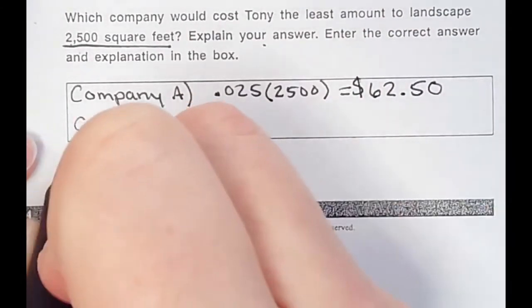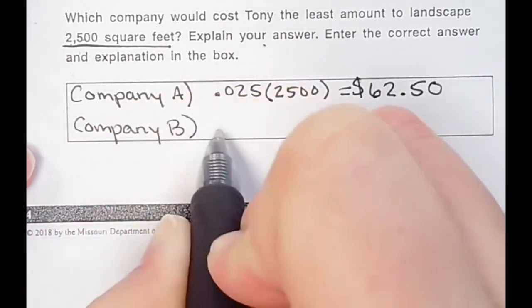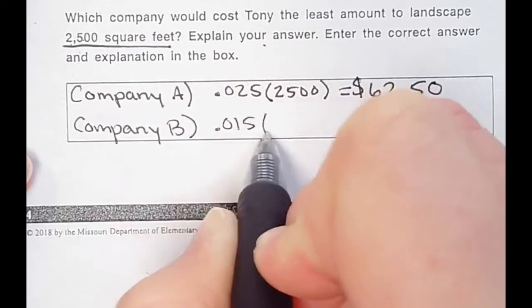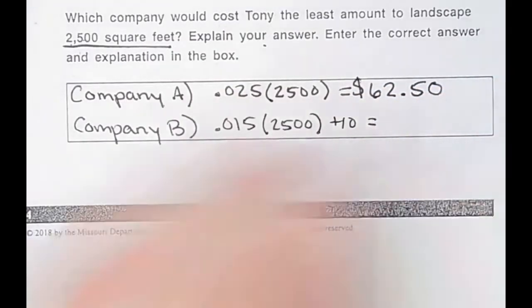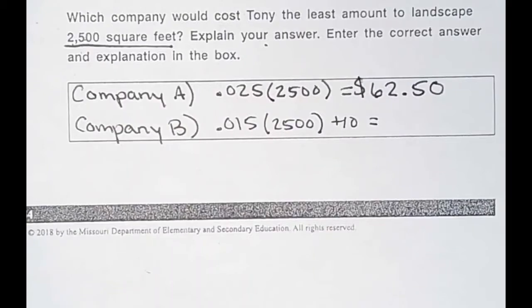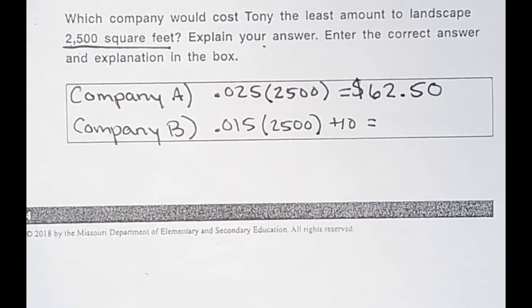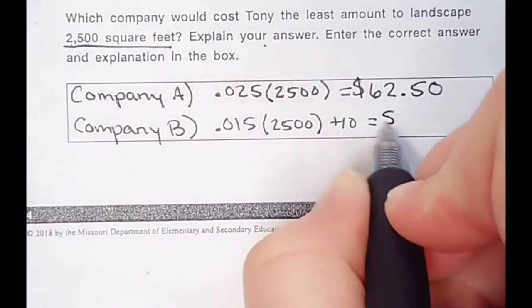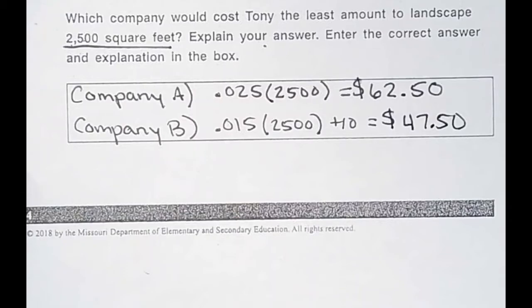Company B is 0.015 times 2,500 plus 10. Plug that into your calculator, plus 10. Do not forget the plus 10. And we get $47.50. Now explain your answer. Enter the correct answer and explanation.